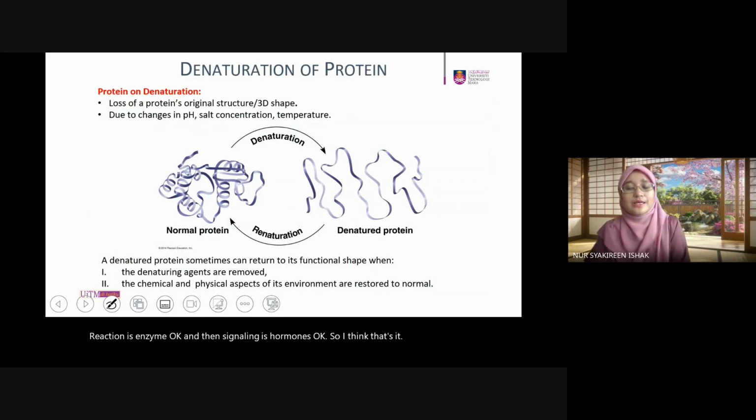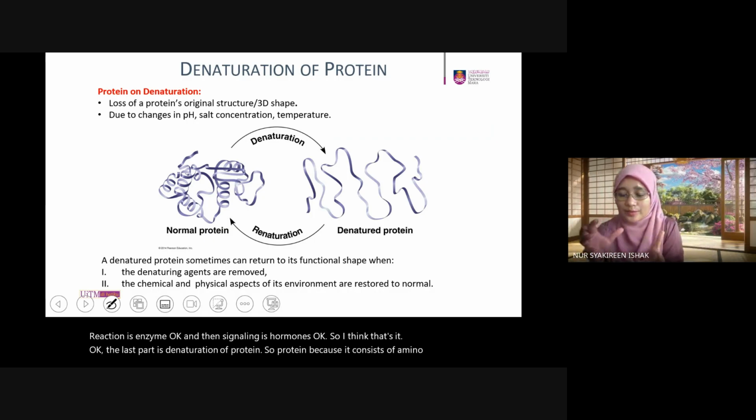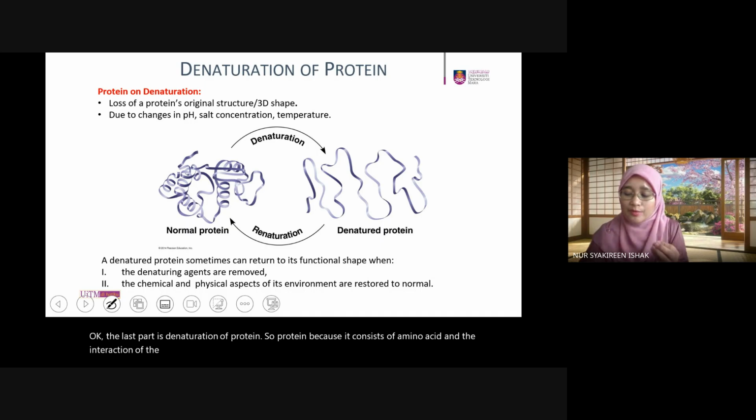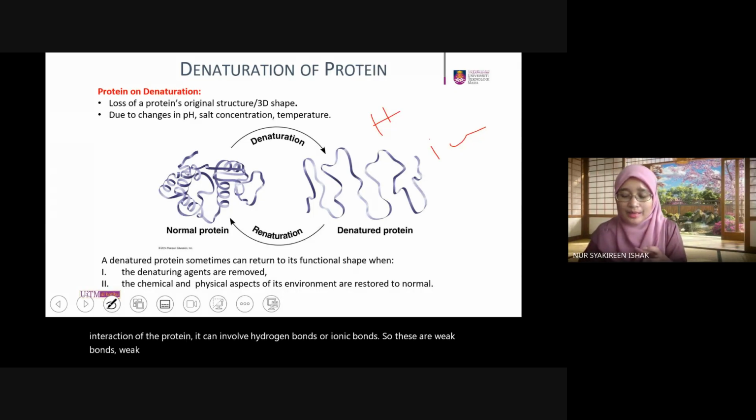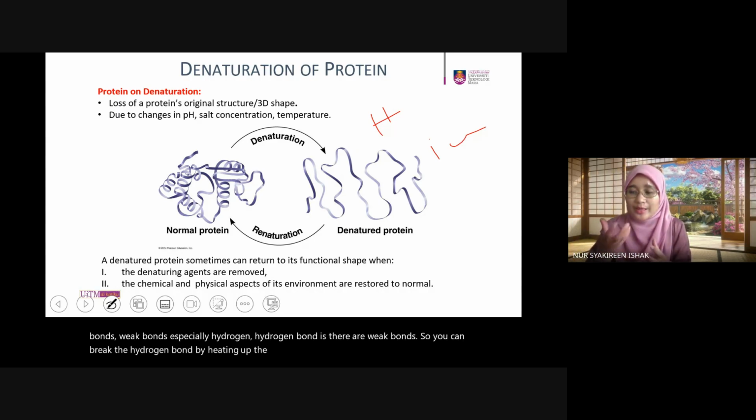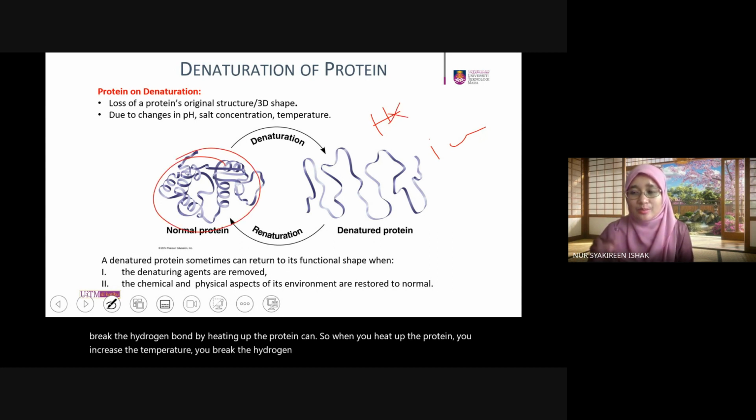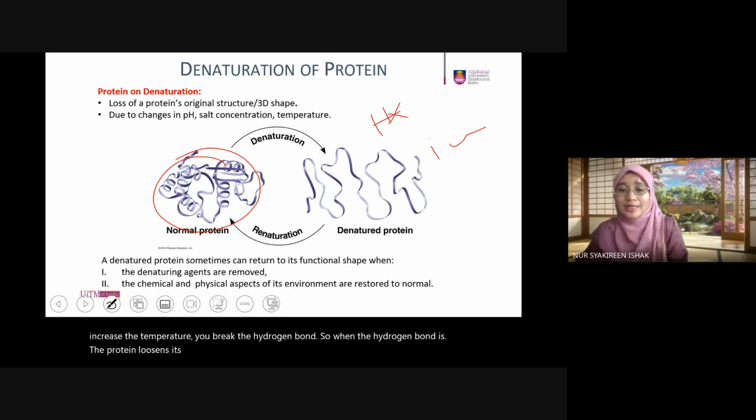Okay, the last part is denaturation of protein. Because protein consists of amino acids, and the interactions of the protein involve hydrogen bonds or ionic bonds, these are weak bonds, especially hydrogen bonds. So you can break the hydrogen bond by heating up the protein. When you increase the temperature, you break the hydrogen bond. When the hydrogen bond is broken, the protein loses its original shape and becomes denatured, so the protein will not be functional.